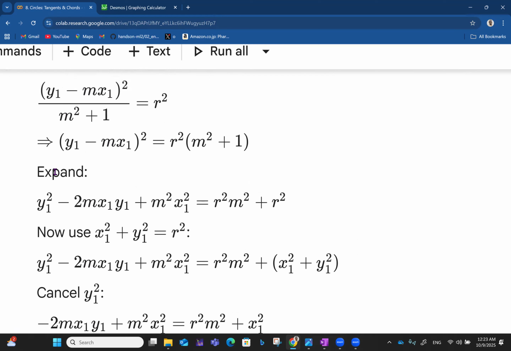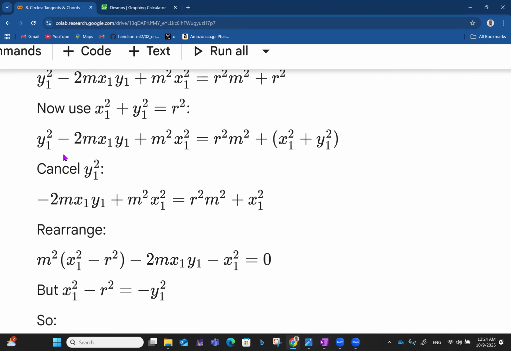So we can expand this, right? If we expand this, we have y1 squared minus 2m x1 y1 plus m squared x1 squared, and that is equal to r squared m squared plus r squared. Now we use x1 squared plus y1 squared equals r squared. So we can say this is y1 squared minus 2m x1 y1 plus m squared x1 squared equals r squared m squared plus, and this r squared now is x1 squared plus y1 squared.